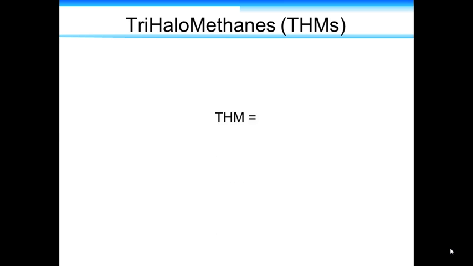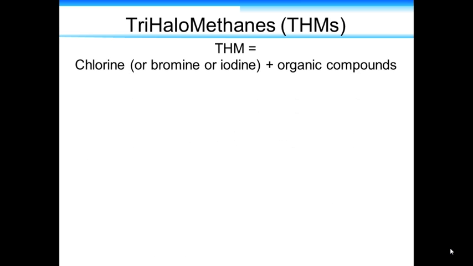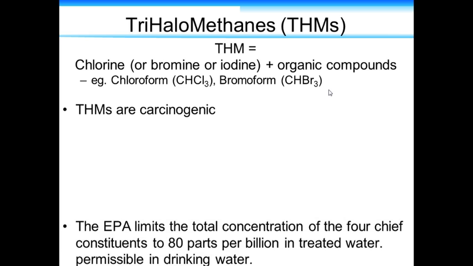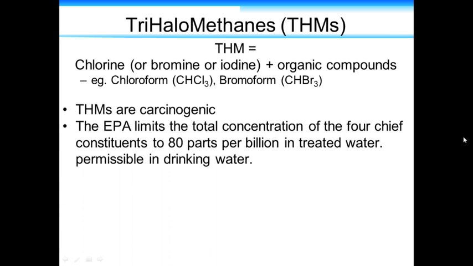Trihalomethanes are one of the negative byproducts of chlorination. Also, if there are any bromine or iodine contaminants in the water, they can combine with organic compounds and form these trihalomethanes. Chloroform is one of them. Bromoform is another one if it reacts with bromine. They are carcinogenic, and they're limited in total concentration to 80 parts per billion.